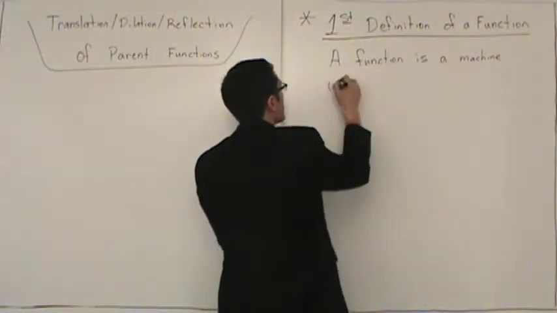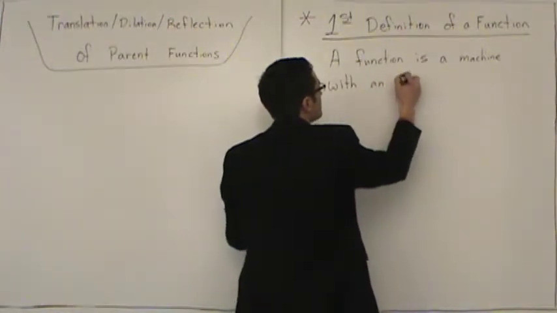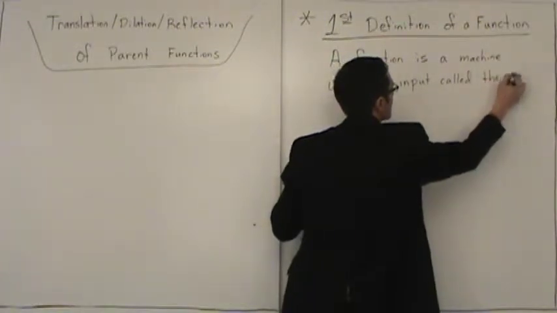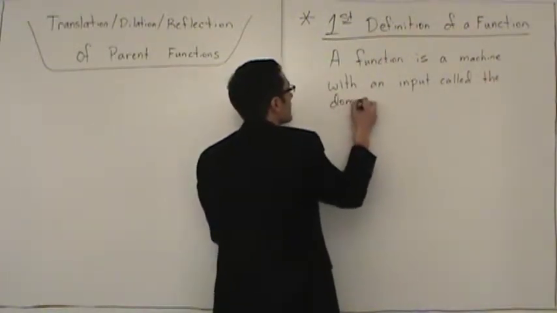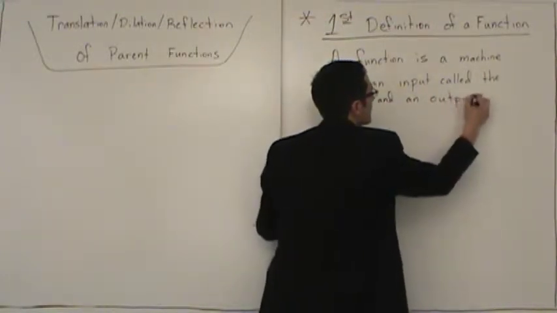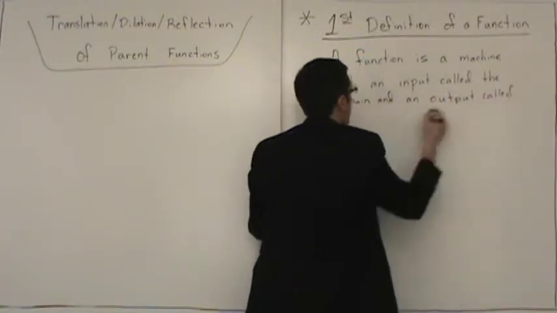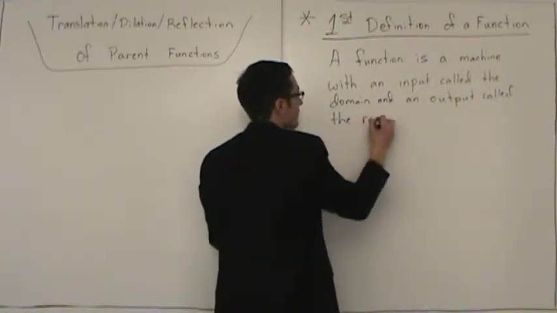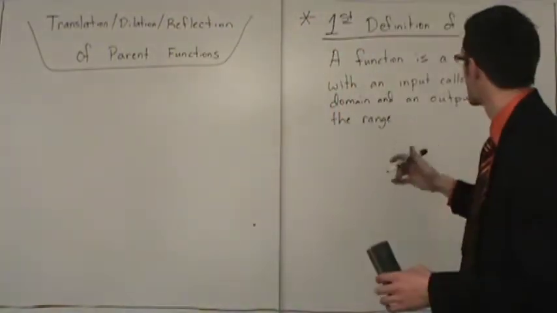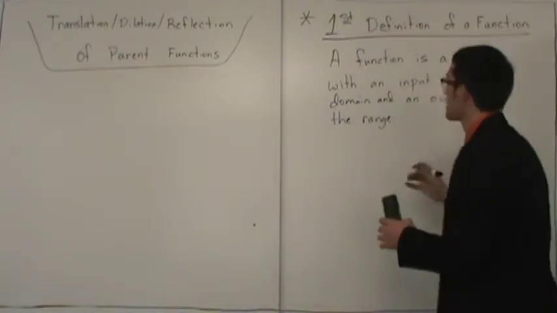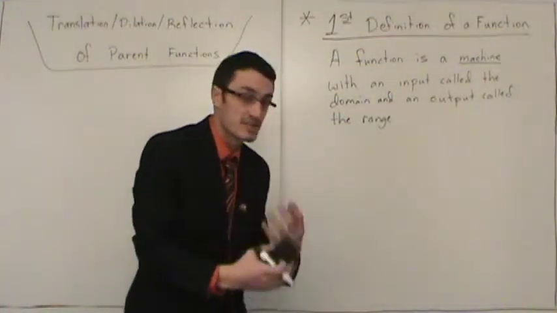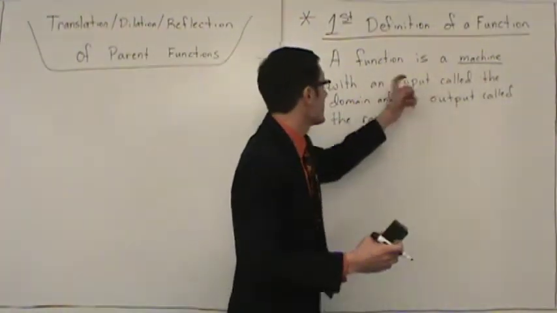A function is a machine with an input called the domain and an output called the range. Okay, so let's try to understand this for a moment. Input called domain, output called range. I love the toaster analogy. A function is a machine. A function is the toaster. It acts on something. It burns something. A function is a machine with an input called what?